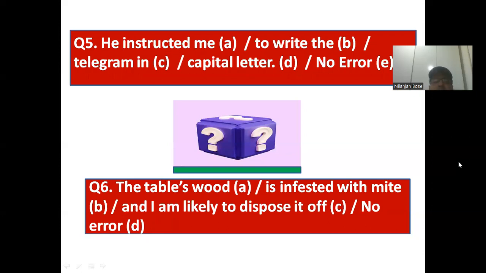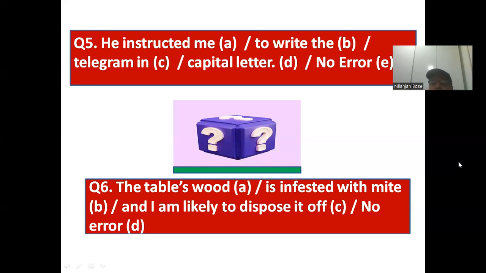Whenever you are writing something, particularly if I'm talking about letter, telegram, whatever it may be, it should be in capital letters, not later. In this particular question, in option D, it is written "later". So in place of "later", it should be "letters". That's wrong. So if I consider this question, in the D part, the error lies. In place of "later", it should be "letters".